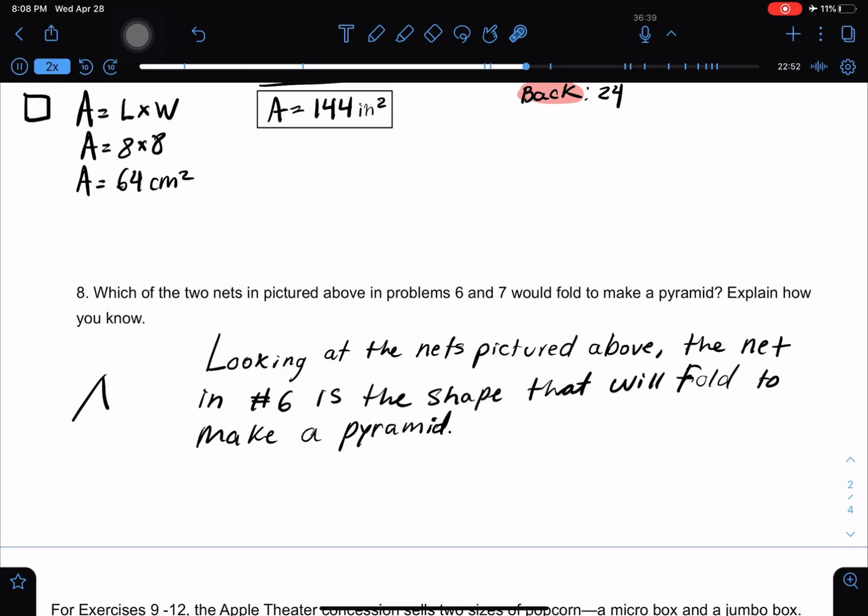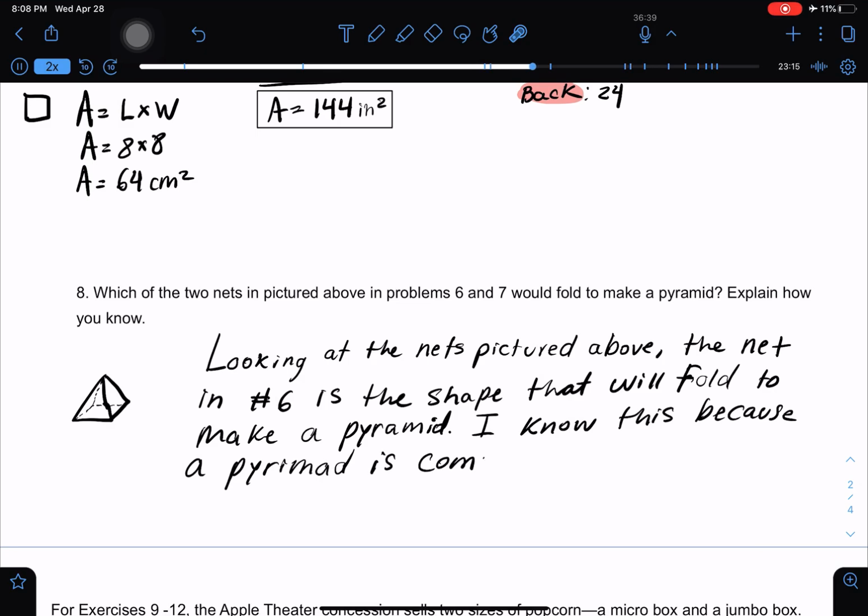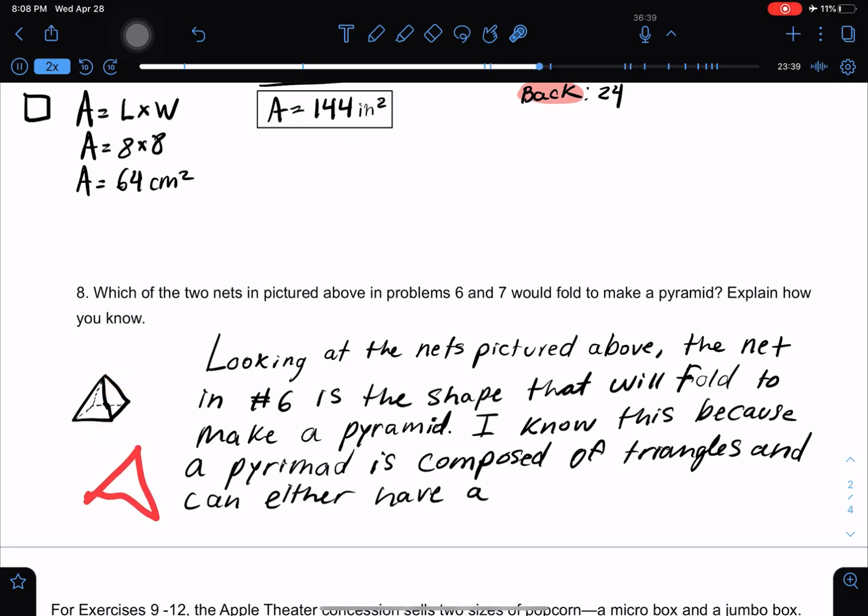And if you want to sketch a little pyramid off to the side, just to kind of get an idea of how those pyramids look, we can say that I know this because a pyramid is composed, that means it's made up of, triangles, and can either have a triangular or rectangular base.